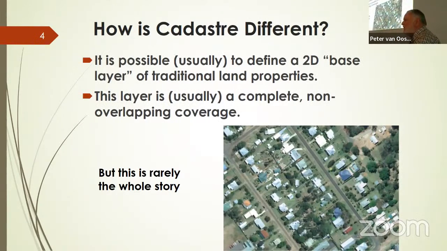One of the significant features about cadastre is that it's possible to define a base layer, which is the sort of complete coverage, hopefully. That all has to be defined. It has to not overlap the base layer because two people can't expect to have the same piece of land. But that's rarely how it works out in practice.